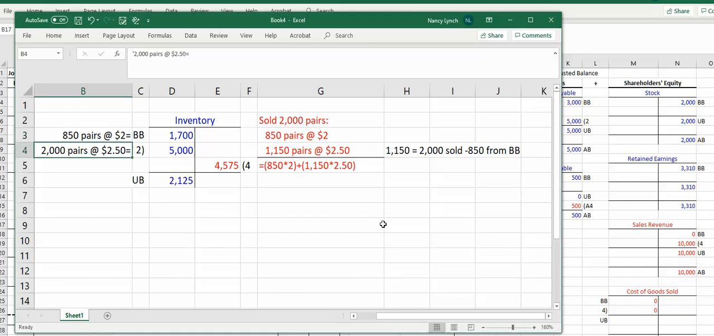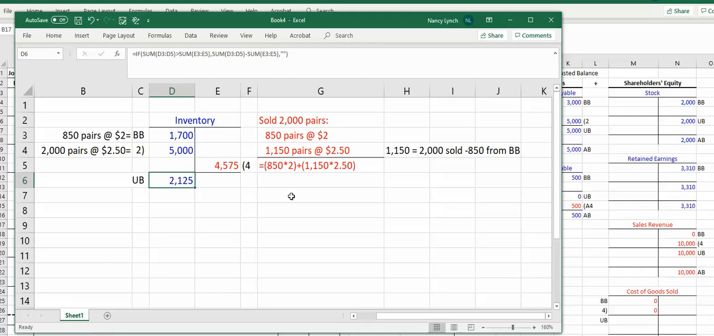So in this case, we're selling 2,000 pairs. So we are going to completely empty this shelf. And then we're going to have to take 1,150 from this shelf, if you will, the $2.50 pairs. So to figure out the cost of your goods sold, 850 are at 2, the rest of them, 1,150, for a total of 2,000 sold, is equal to 4,575. And then this is what's left.